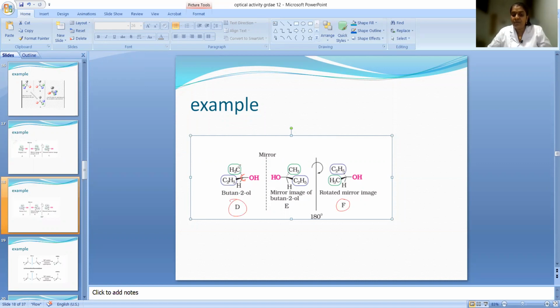So C2H5 will be superimposed with the CH3, meaning different groups are coming down, right? CH3 with the C2H5, OH with OH, and H with the H. So they are not actually superimposable mirror images. Because of that, this is optically active, and they are non-superimposable. So two reasons are satisfied here. One is that an asymmetric center is there, and the second one is that they are non-superimposable mirror images. Because of these two reasons, this is optically active.